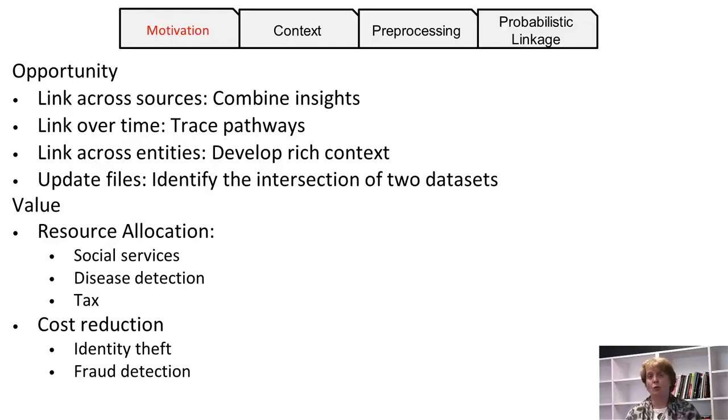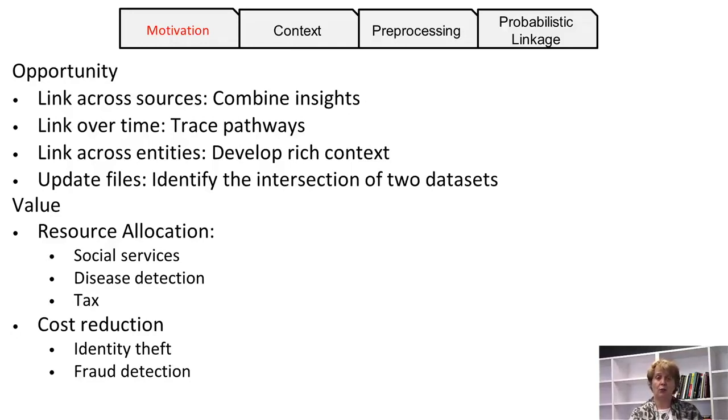There's a huge amount of value associated with this. So you can use the new linked data sets for resource allocation. And I'm going to talk through an example about this in a minute. When I'm able to link data from different programs, I can use the resulting linked data to say how resources should be allocated for social services, to allocate more resources to lower income individuals, for example.